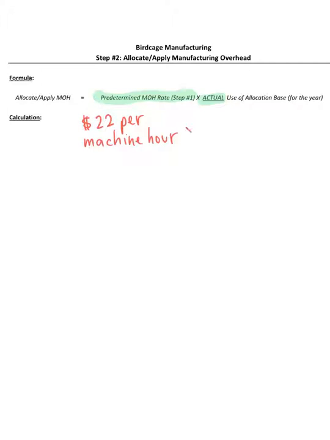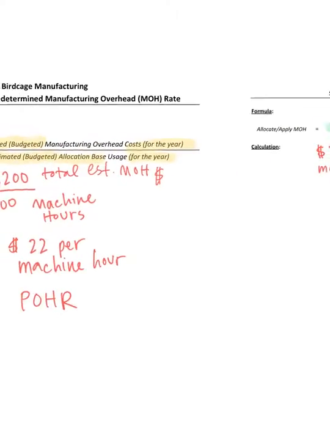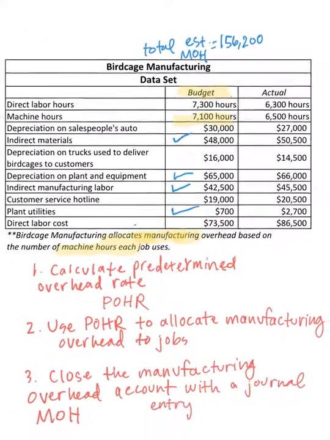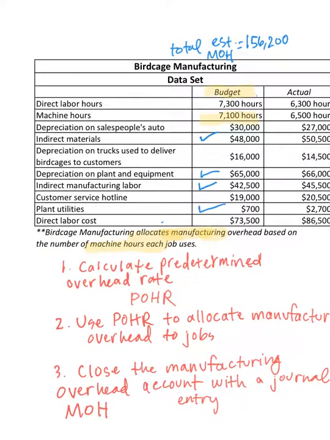Now I need to go back to the data set and determine what the actual use of the allocation base is for the year. So we'll go back to our data set. Remember that our allocation base is machine hours, but instead of looking in the budgeted column, now I want to know the actual amount of machine hours used during the period, which I find right here.